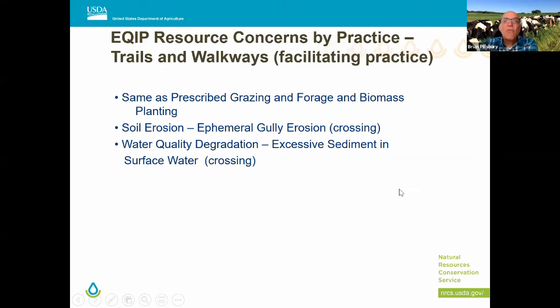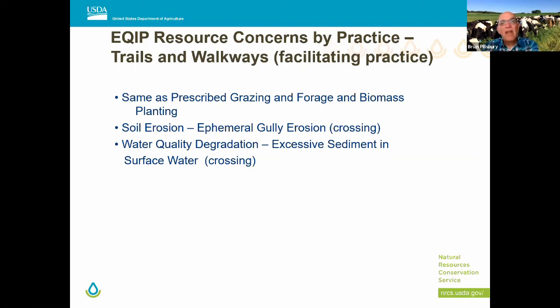What about trails and walkways? Again, a facilitating practice has the same kind of resource concerns. It may, by putting in, say, a trail across the ephemeral gully, or you could use a crossing, and you could have the fence fence that out separately, but to get across to the other pasture on the other side, you could put a crossing in, which would be a trail, what we call a trail.